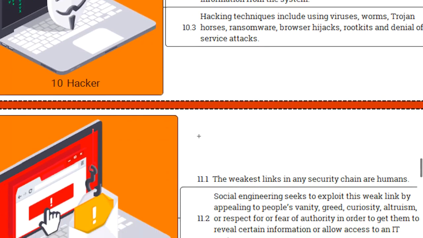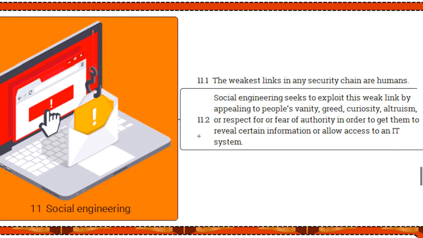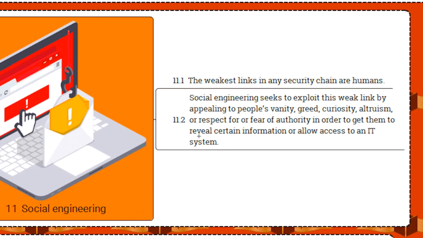Now we are going to discuss the next point, which is called social engineering. Now, what do we mean by this particular term? Social engineering involves tricking people into giving up personal information such as passwords or bank information, or allowing access to a computer in order to secretly install malicious software.